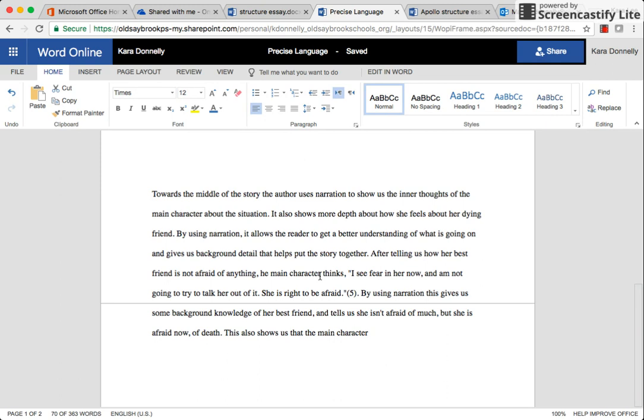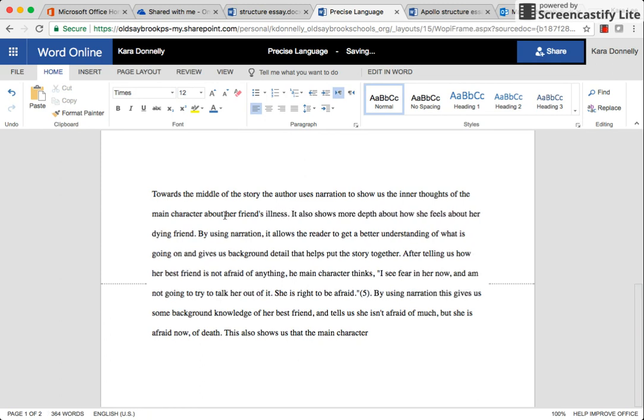So I'm going to bring the same treatment to these sentences that I brought to the previous sentences. So it starts towards the middle of the story. The author uses narration to show us the inner thoughts of the main character about the situation. Now, I can be a little bit more precise here, but just by, instead of saying about the situation, I can say about her friend's illness.